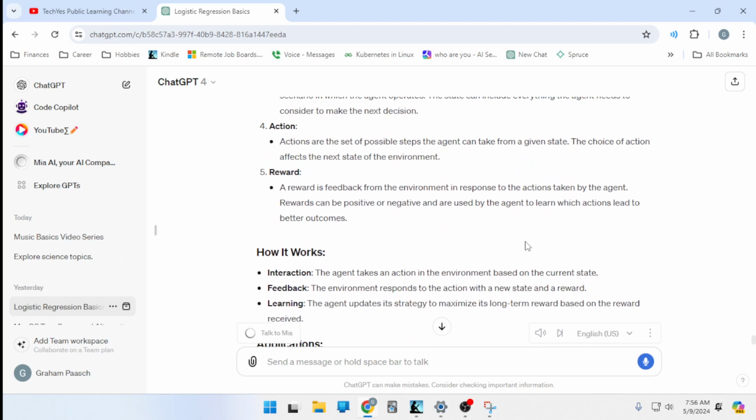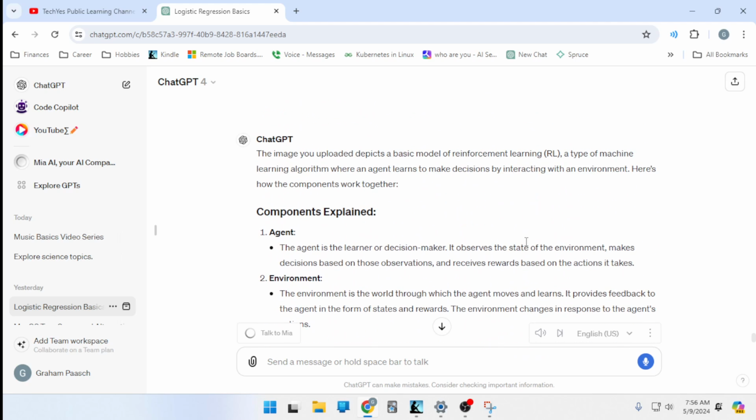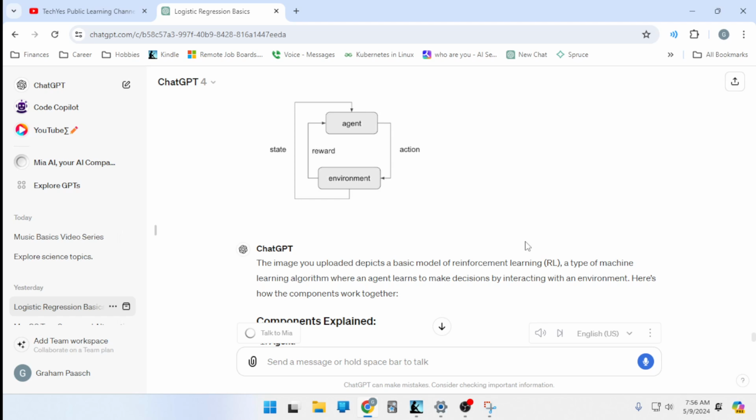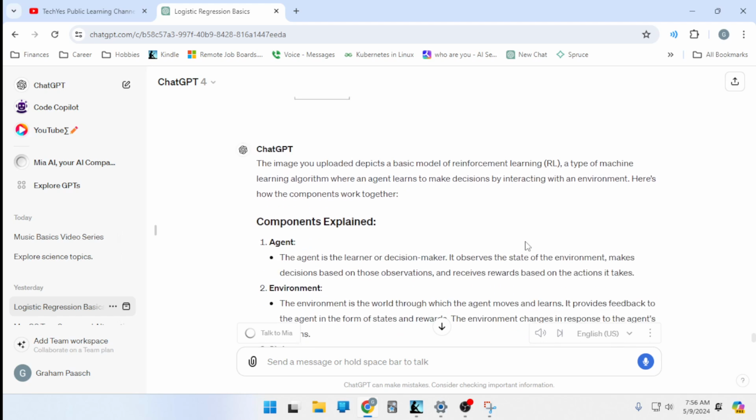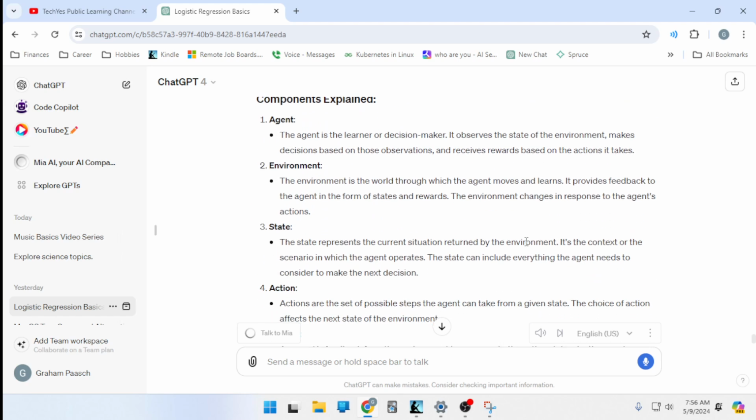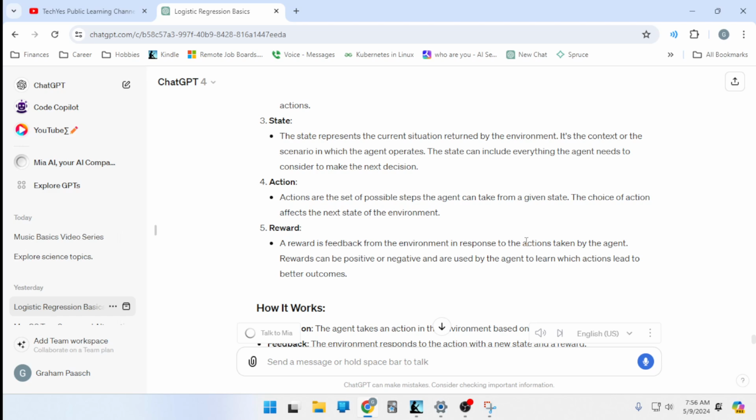Environment. The environment is the world through which the agent moves and learns. It provides feedback to the agent in the form of states and rewards. The environment changes in response to the agent's actions. State. The state represents the current situation returned by the environment. It's the context for the scenario in which the agent operates. The state can include everything the agent needs to consider to make the next decision.